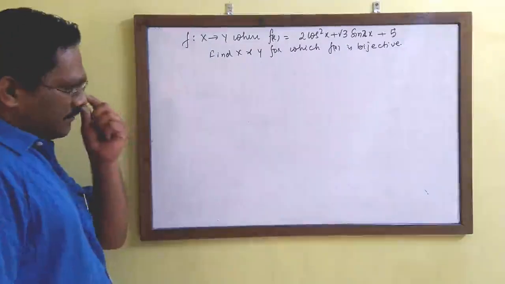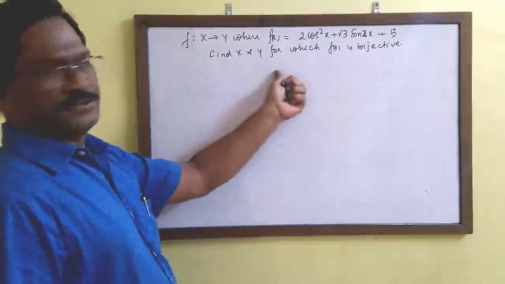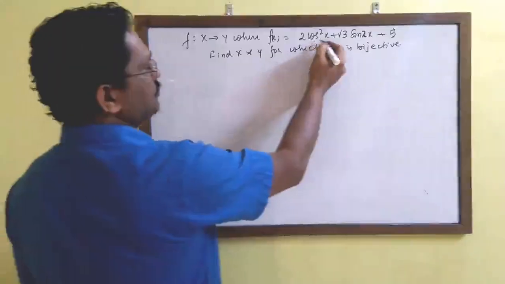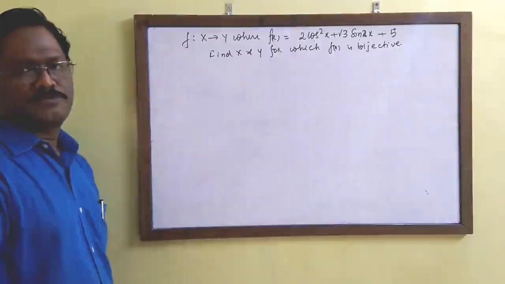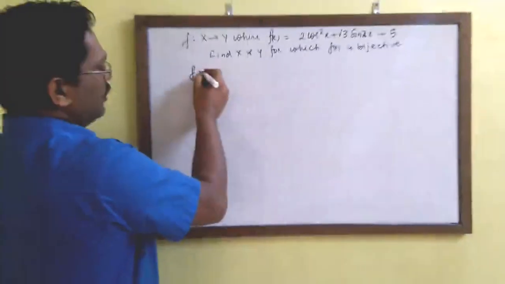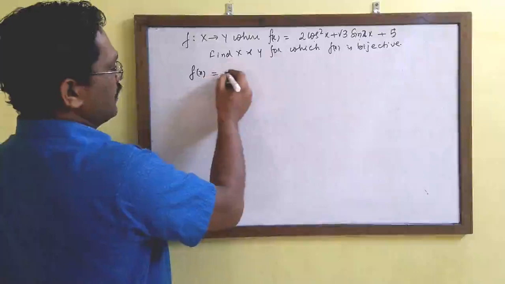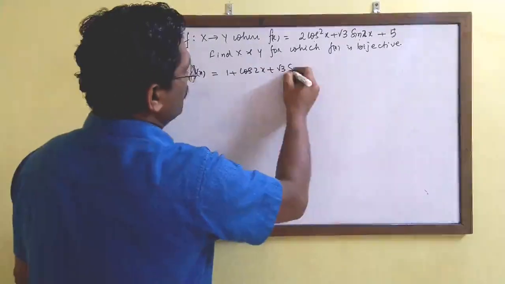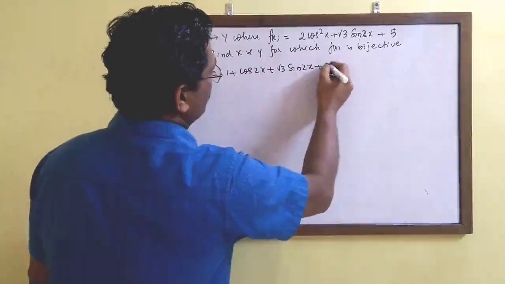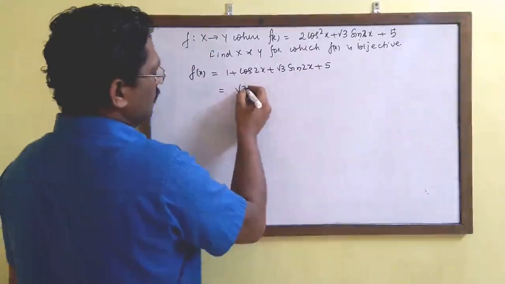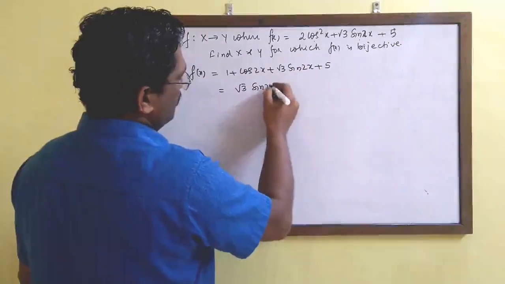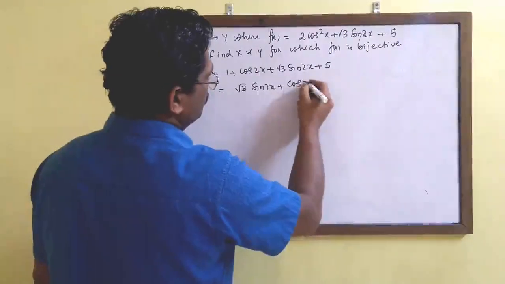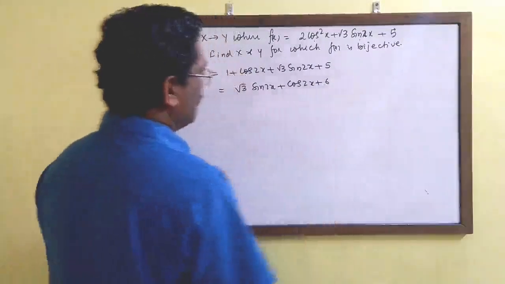Now tell me, if f(x) is to be a bijective function, first of all you see there are terms of sine and cos present here. So I'll write this 2 cos square x as 1 plus cos 2x, plus root 3 times sine 2x plus 5. So this is root 3 times sine 2x plus cos 2x plus 6.